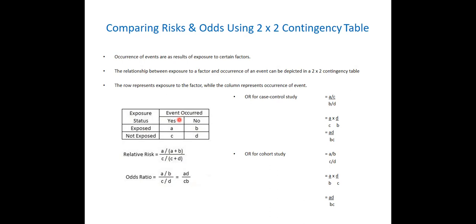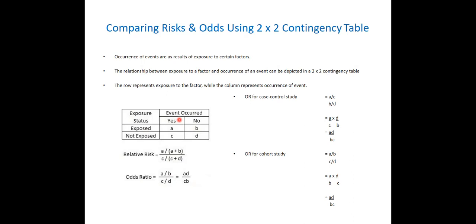Okay, so A and D are concordant because they contain what is expected. For instance, the exposure led to the event occurring, which is what you expect. So that is the concordance. And the non-exposure led to the event not occurring. So that is also concordant. But the other ones are the opposite of what you would expect. Despite being exposed, the events did not occur. That's why they are discordant. Thank you.